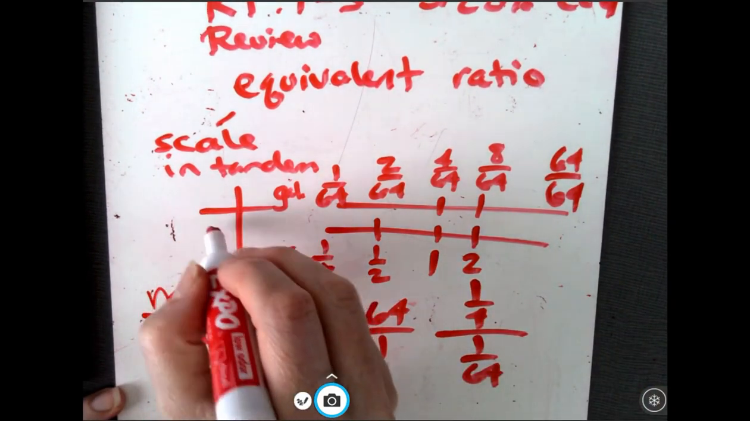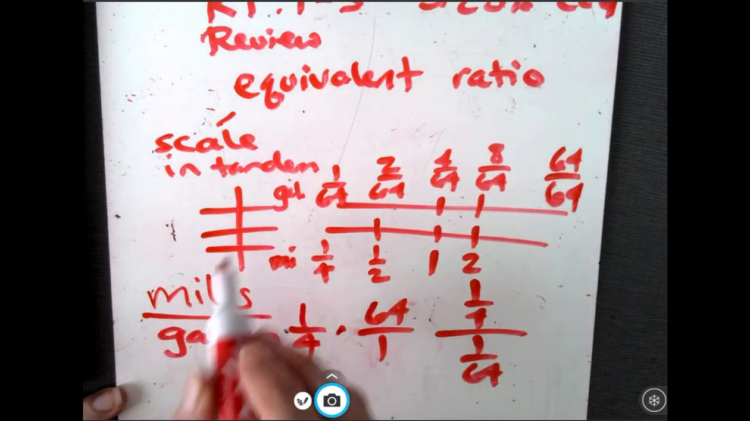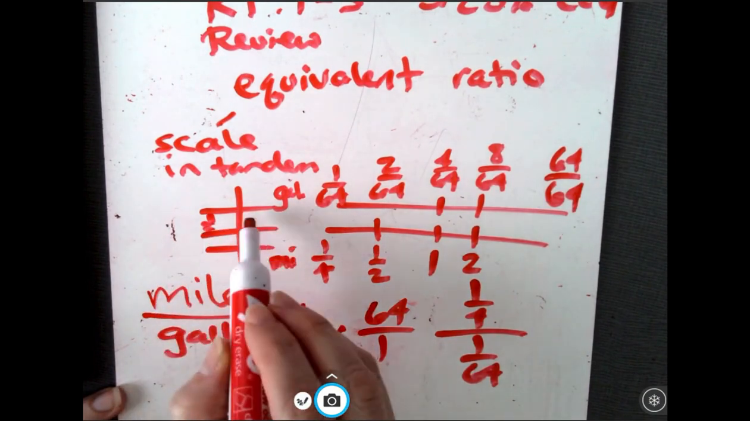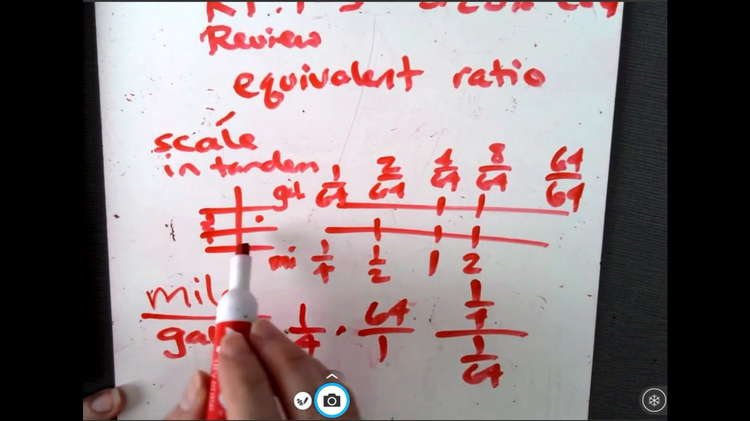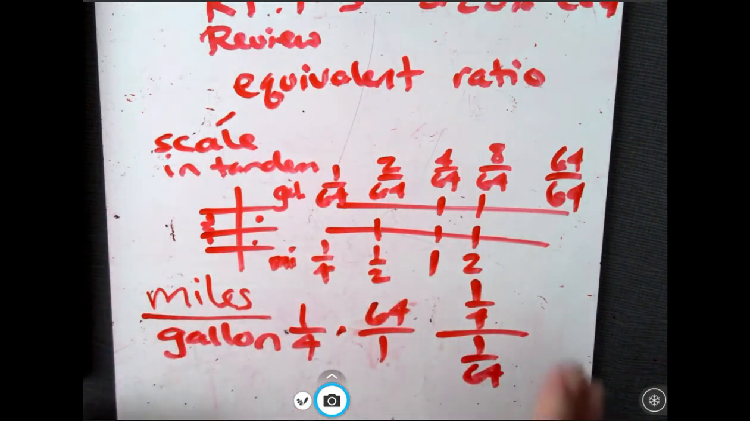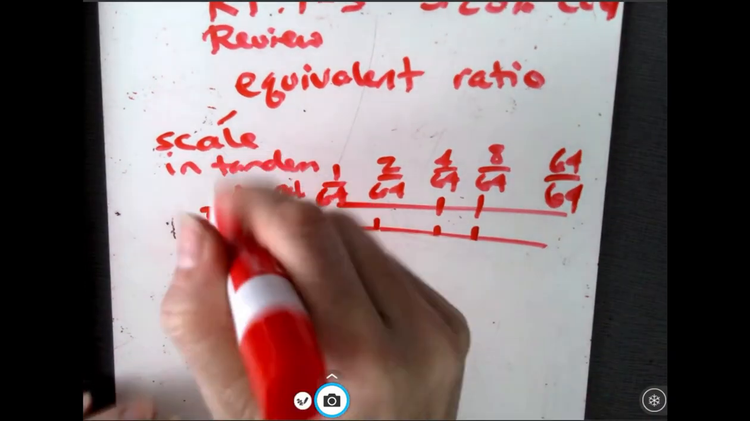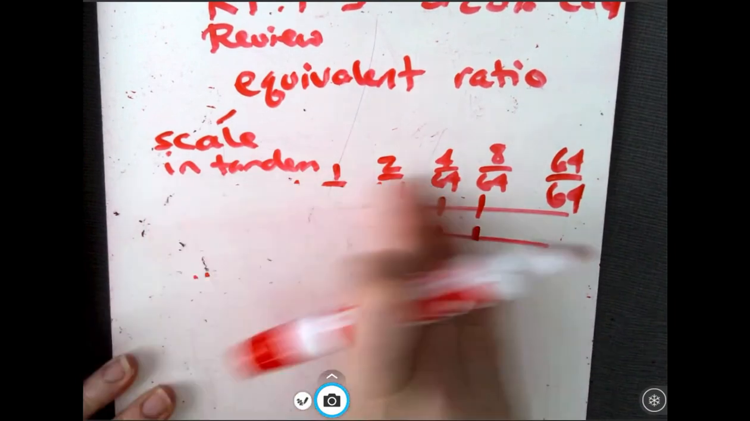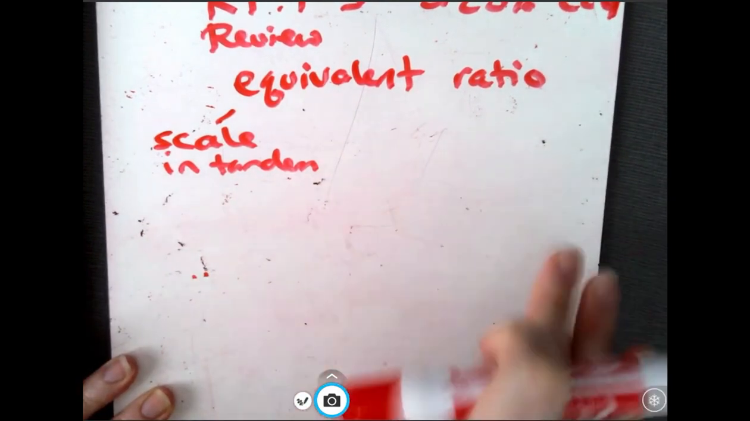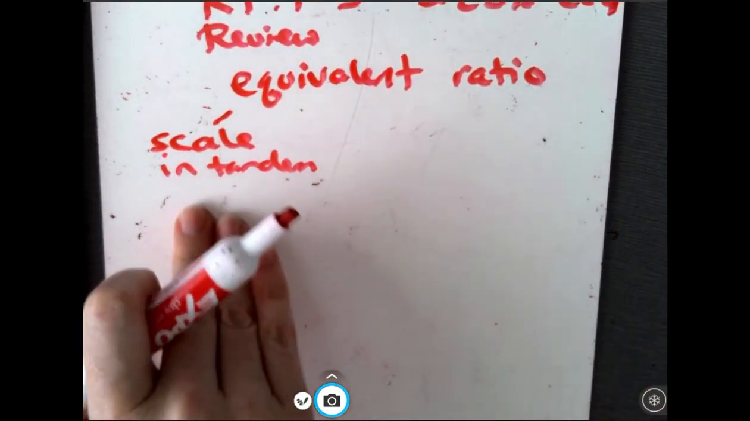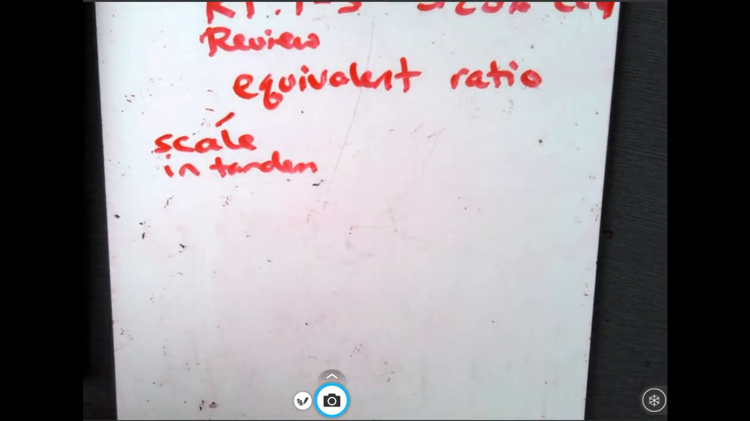You can do the same with a ratio table where you have same value. So it'd be like 1/64th there and 1/4, 2/64ths and 1/2. So you can see it's going up in tandem. And tandem just means side by side. Scaling, remember scale factor, I'm sure. Scaling means to go up or to go down. Tandem means side by side or proportionally.